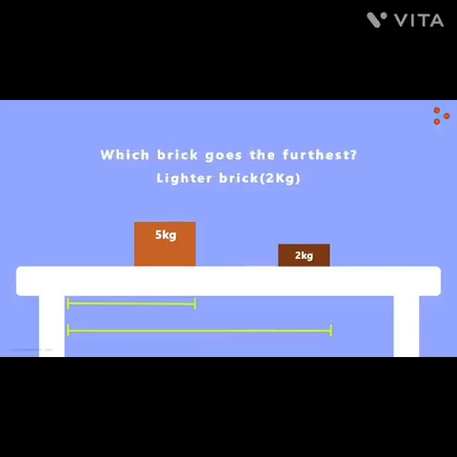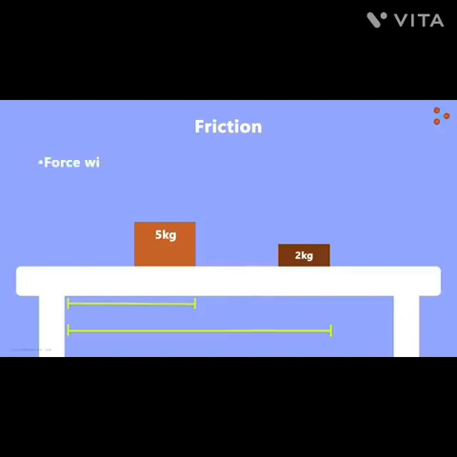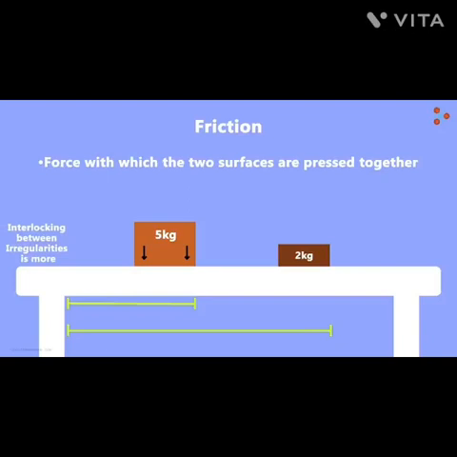It tells us that the friction also depends on the force with which the 2 surfaces are pressed together. If the 2 surfaces are pressed harder, the friction will be more. Why is that? Because of the second brick's greater weight, it presses on the table with greater force. Since its surface and the table surface are pressed together harder, the interlocking between the irregularities is more. And this results in more friction.